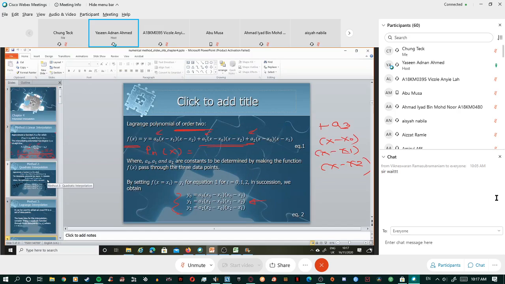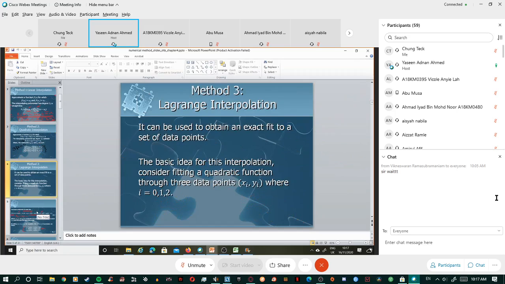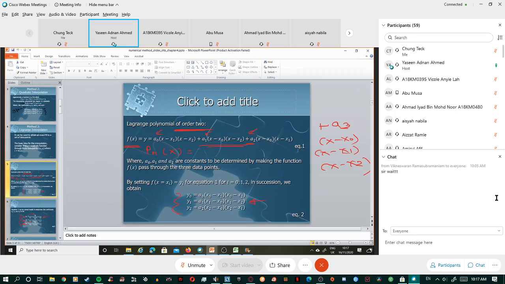Okay, this one I already explained in the videos. So I try to go to the Lagrange polynomial. In case of Lagrange interpolation or Lagrange polynomial, whatever you call it, the equation is like this. The polynomial equation will be a naught (x minus x1)(x minus x2), and then a1 (x minus x naught)(x minus x2), and a2 (x minus x naught)(x minus x1).